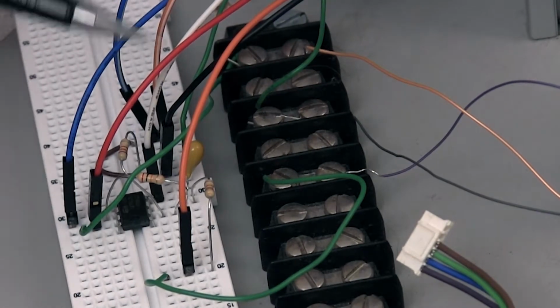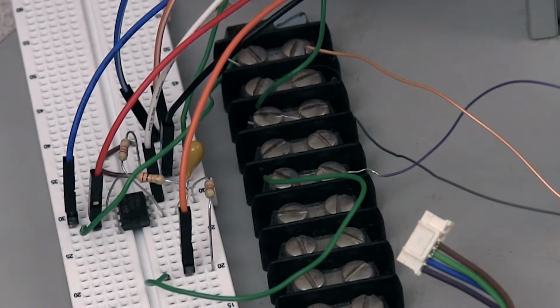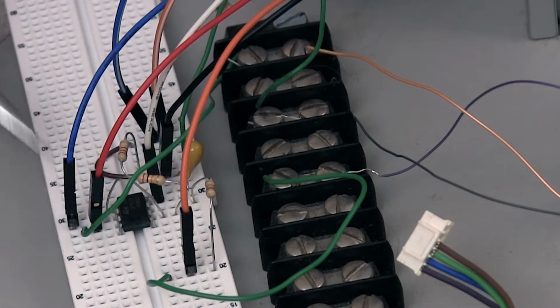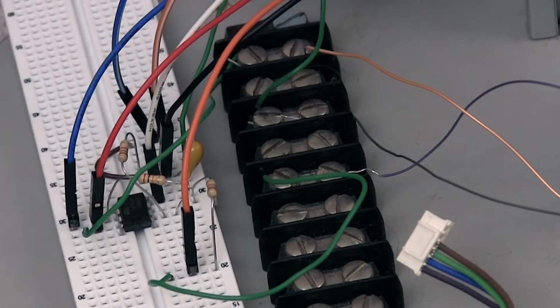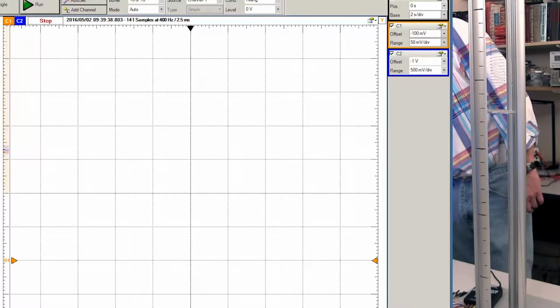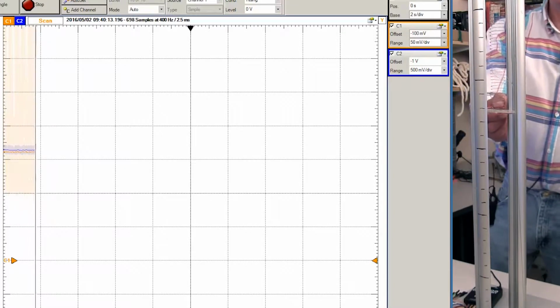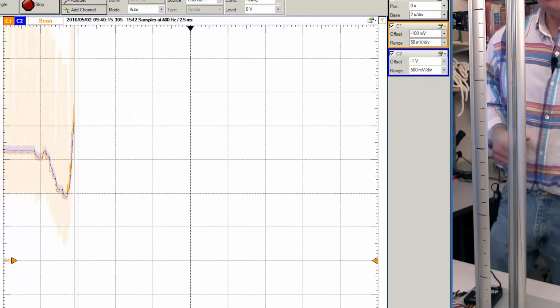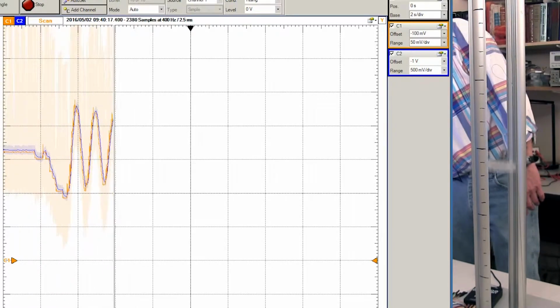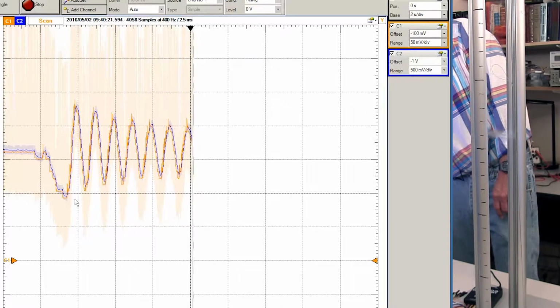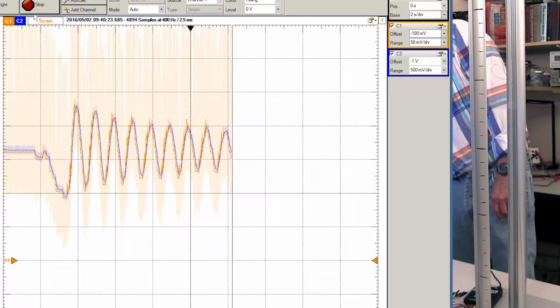This is our filter. The sensor is connected here, and the output from the sensor is measured across these terminals here. I'll also measure the sensor output before it's filtered so that we can see the difference. I'll start acquiring data using the oscilloscope. I'll displace the platform and release it. The yellow line on the scope is the output from the sensor. The blue line is the output from the filter.